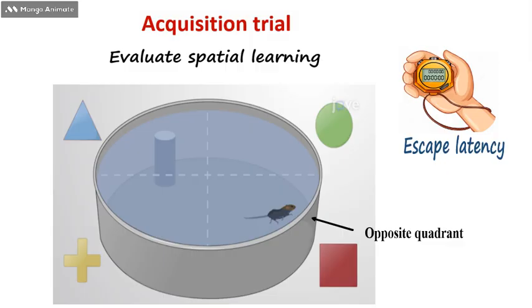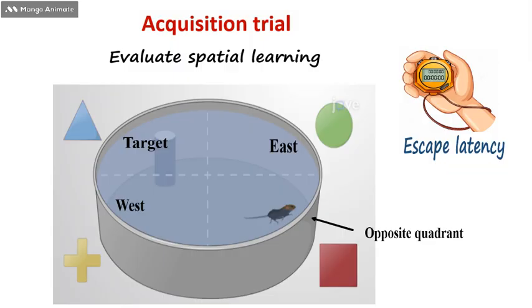Note that if the animal fails to find the platform, record the 90-second cutoff time as the escape latency. Then gently guide the animal to the platform and allow it to stay for 10 seconds on the platform. Repeat the trial for the same animal starting from different quadrants like the east, then the west, then the target quadrant, and each time record the escape latency.